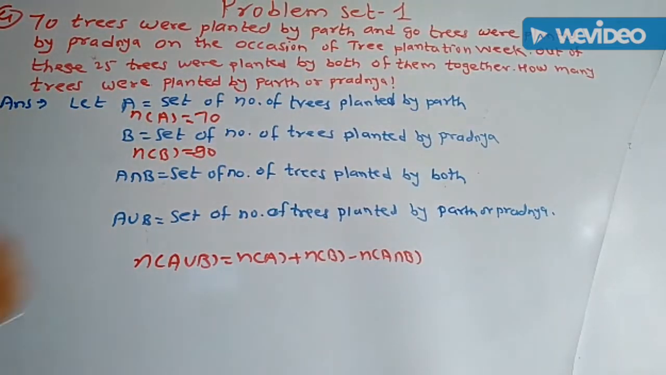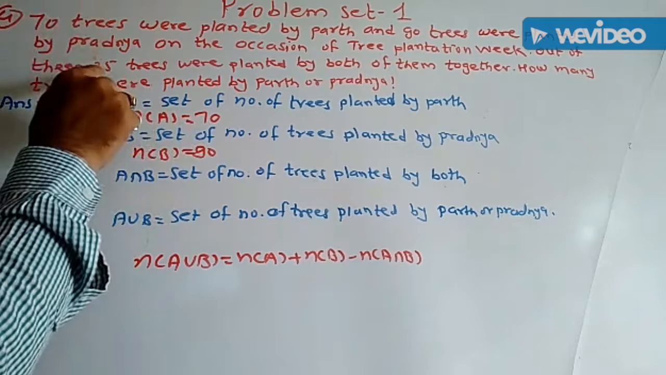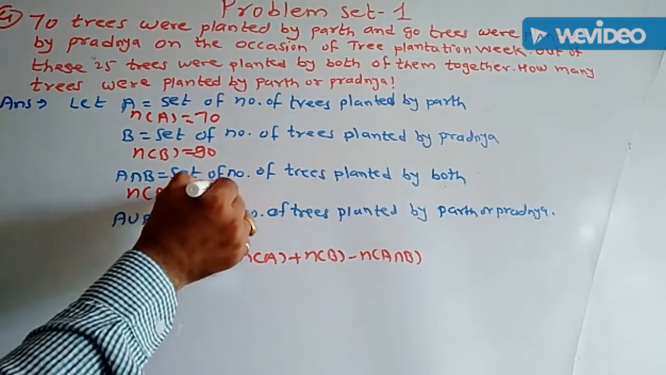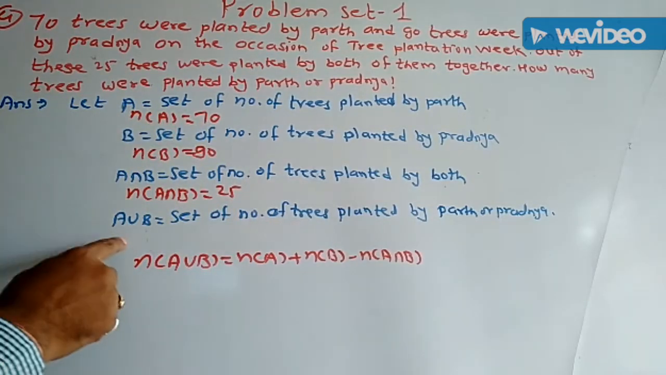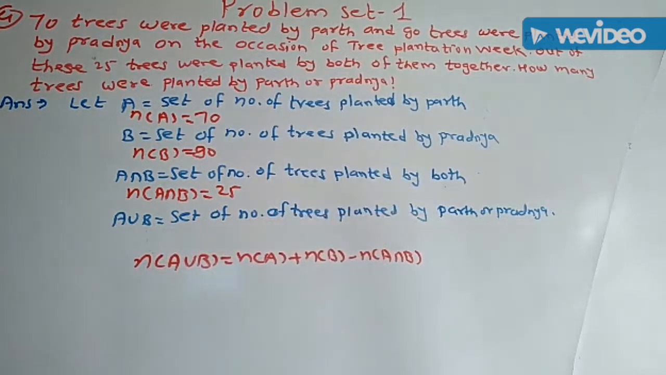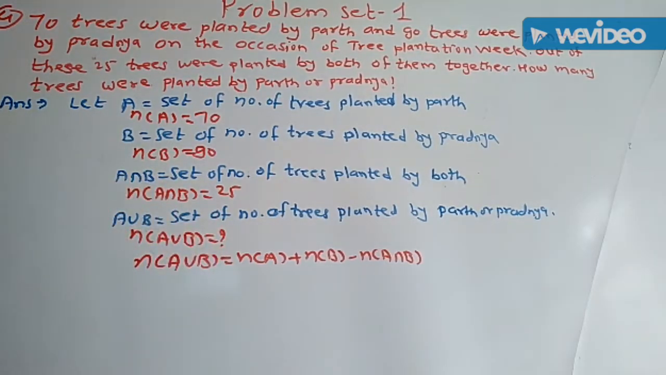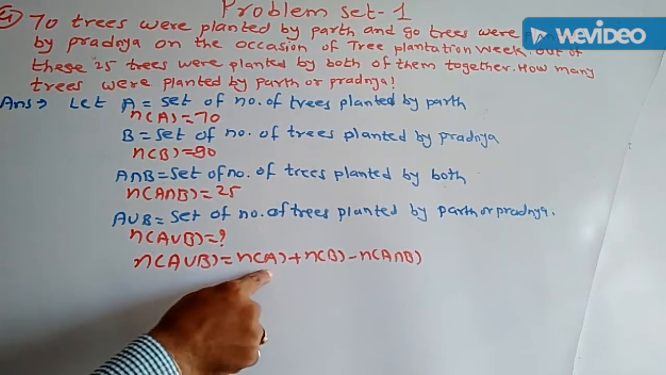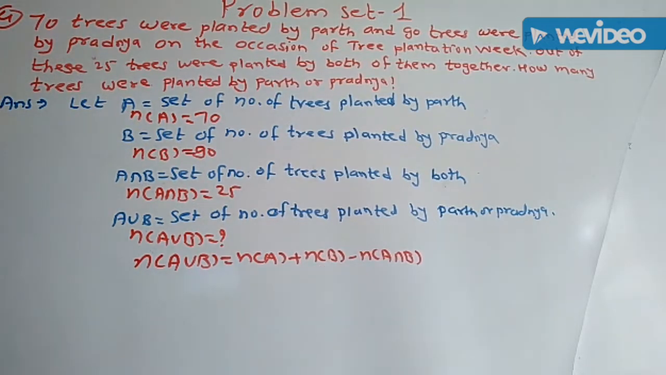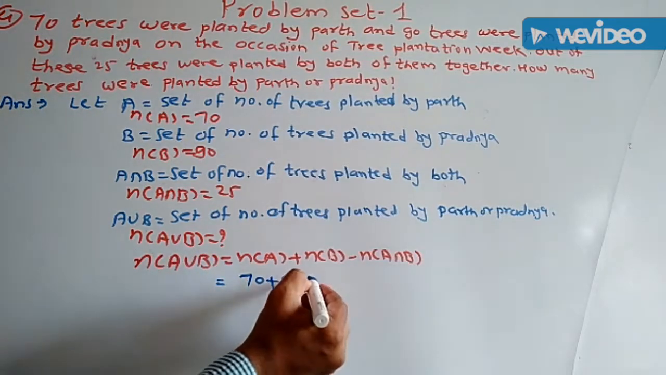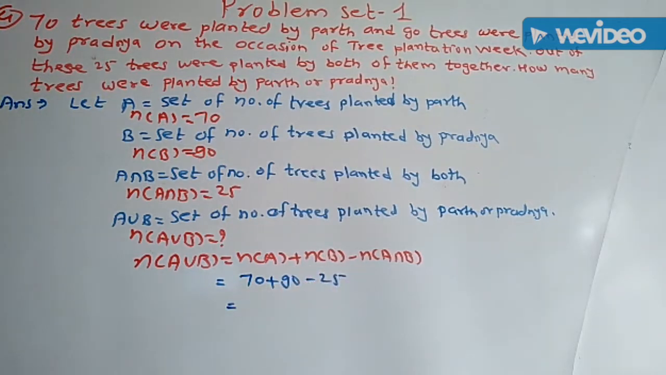We consider A intersection B as the set of trees planted by both, and 25 trees were planted by both, which is given. Therefore number of A intersection B is 25. Now A union B we consider as the set of trees planted by Parth or Pradnya, which we have to find, and therefore we have to find number of A union B. For that we take the relation: number of A union B is equal to number of A plus number of B minus number of A intersection B. Now number of A is 70, B is 90, minus number of A intersection B which is 25.